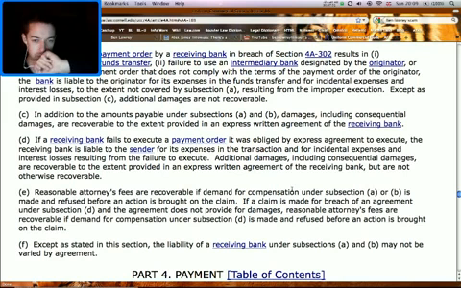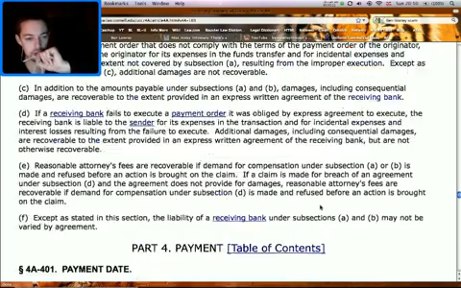D. If a receiving bank fails to execute a payment order it was obliged by express agreement to execute, the receiving bank is liable to the sender for its expenses in the transaction and for incidental expenses and interest losses resulting from the failure to execute. Additional damages, including consequential damages, are recoverable to the extent provided in any express written agreement of the receiving bank but are not otherwise recoverable.